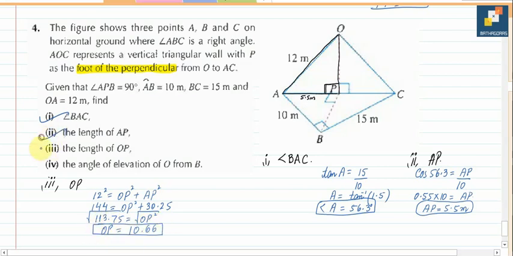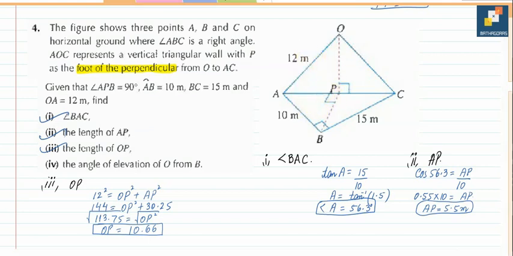Now the last part, that is the angle of elevation of O from B. So why don't you give it a try by yourself and then I will explain it. The angle of elevation of O from B, so I am going to rub this extra part here.